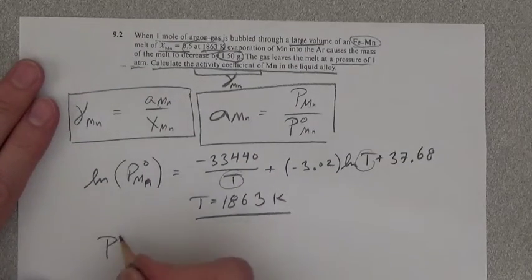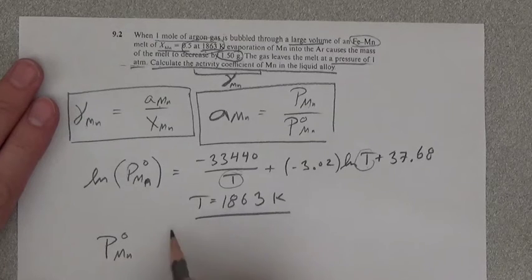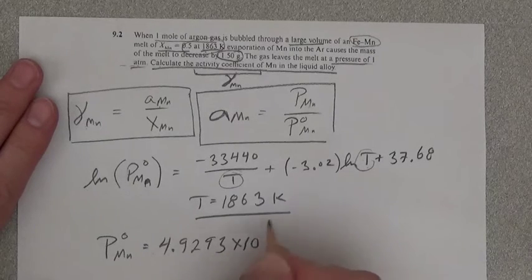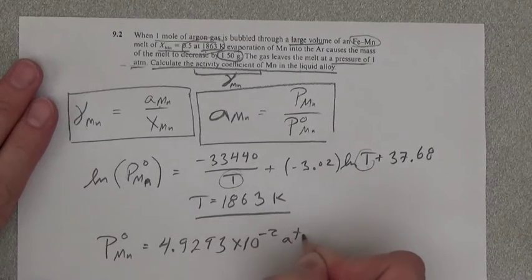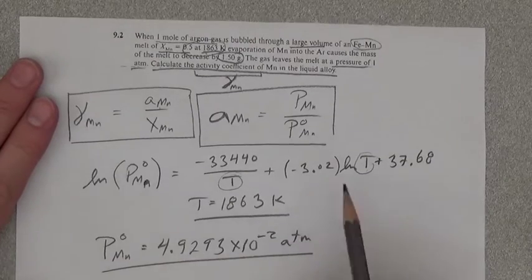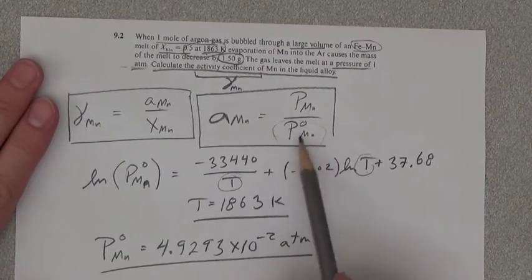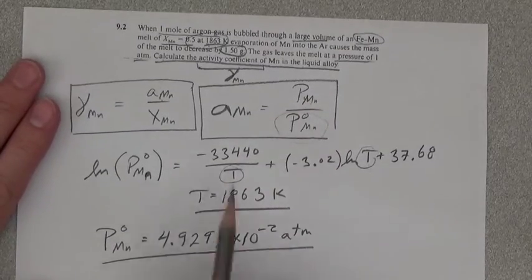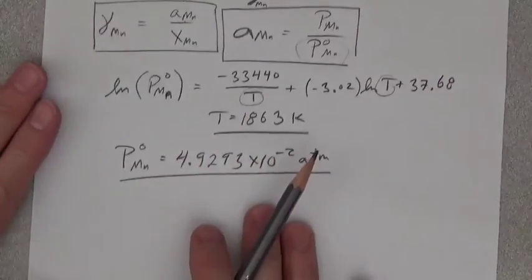So substituting in here and here, we get the partial pressure of manganese over pure manganese liquid at 1863 is equal to 4.9293 times 10 to the minus 2 atmospheres. Okay, so this is going to go into here. And now we need the partial pressure of manganese over our mixture.